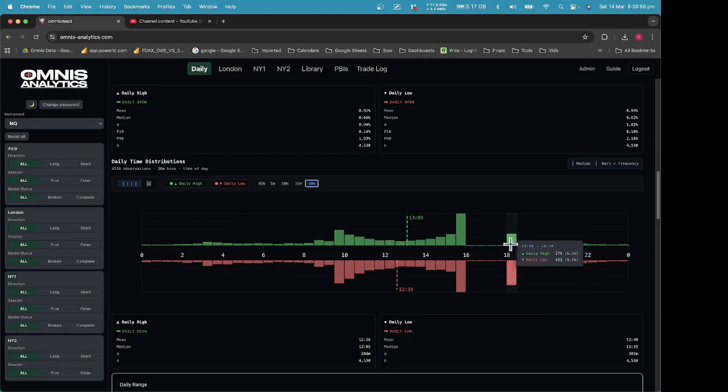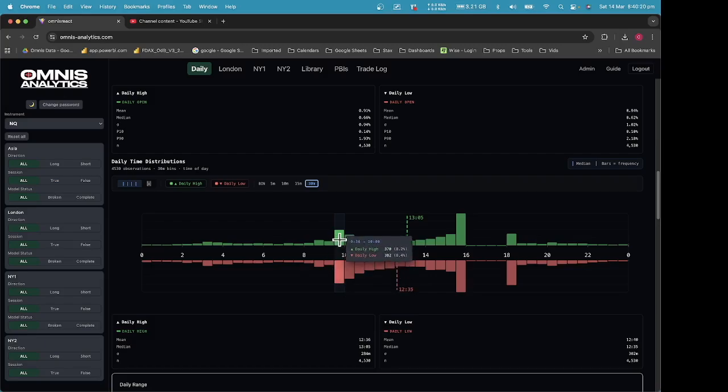Asia open kind of starts at this point, 1800. Midnight is to the left hand side here. It's just the way this is showing at the moment. And if we mouse over any of the distributions, we can see what time slot that falls into.